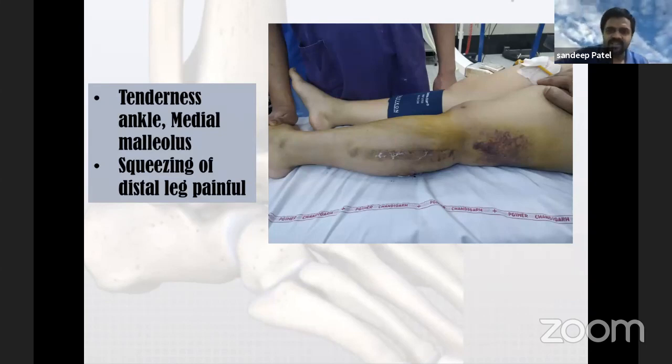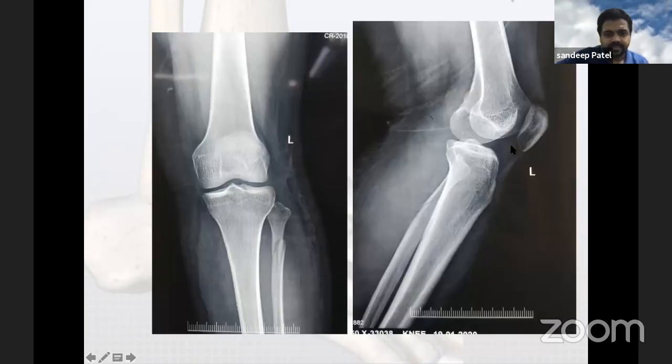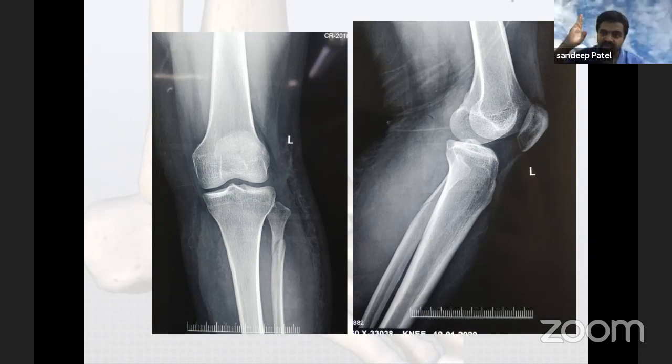On clinical examination, we can see tenderness of the ankle and the medial malleolus, and squeezing of the distal leg was painful. You can see the ecchymosis over here and the distal part of the thigh as well. That's exactly when you have a knee X-ray, we can see this is a Maisonneuve fracture. That means there is a complete syndesmotic disruption. It's a Weber C, and it's a pronation external rotation injury. But the only thing is, in spite of a medial malleolus, we have a complex deltoid ligament injury, the whole syndesmosis, and then the fracture energy has exited at the top.